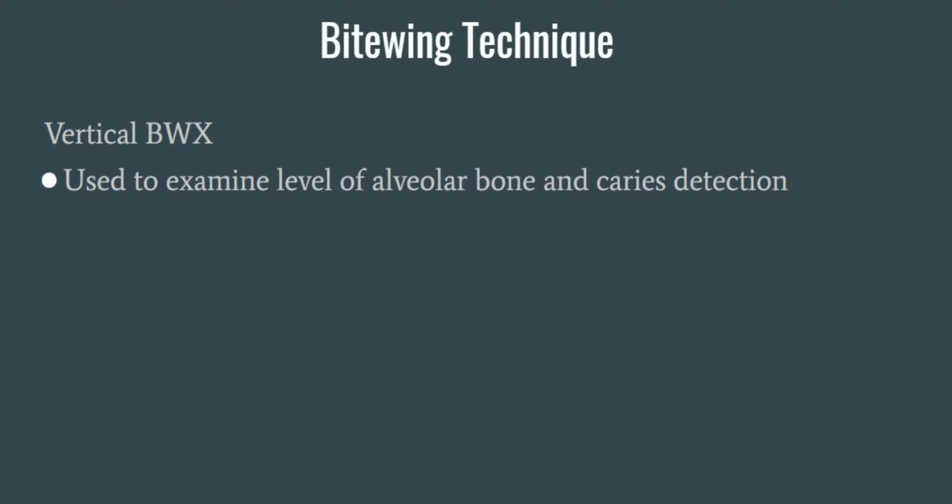Another part of the bite wing technique is going to be the vertical bite wing. This is going to be used to examine the level of alveolar bone and caries detection.